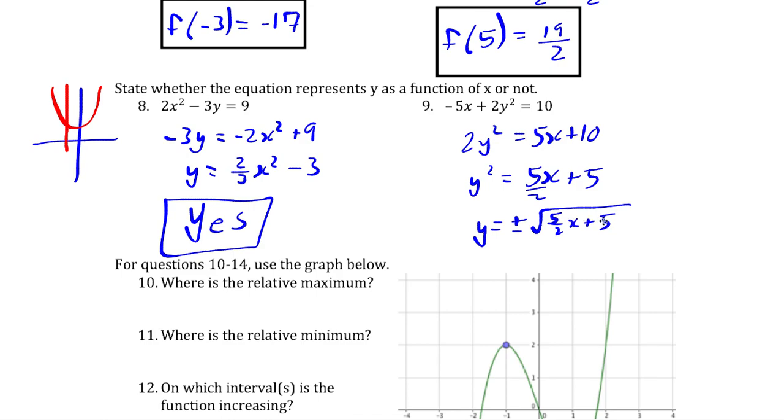Notice, if I plug in, let's say x is 2, I get the positive square root of 10 and the negative square root of 10. I get two y values. So that's like if I have this function here and I draw a vertical line through it, notice for one x value, I get two y values. That fails the vertical line test. So number 9, no, that is not a function of x. So be very, very careful there. Really you're just looking out for the y squared because you know you're going to have to take a square root.